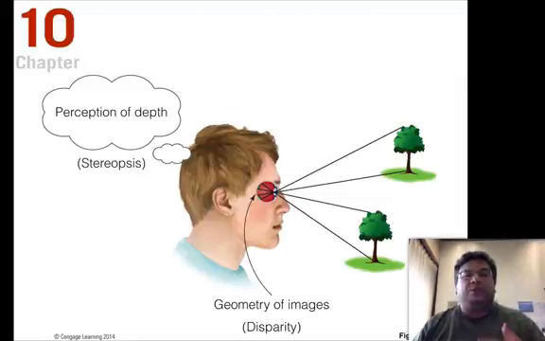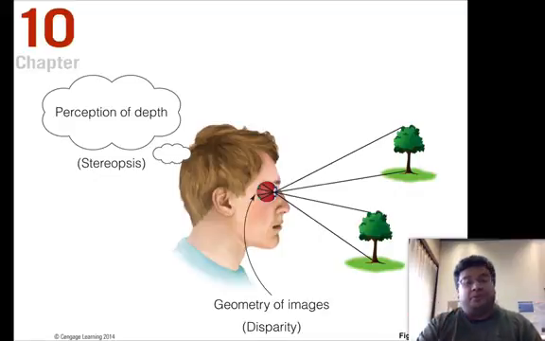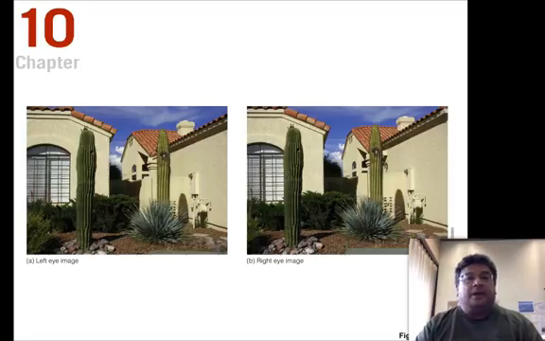So once again, we use this perception of depth, this computation of disparity, the relative distances between these trees, for example, how far away they are from each other, to compute the perception of depth.